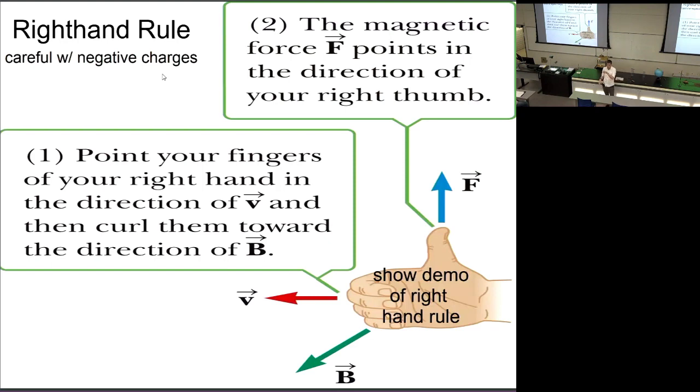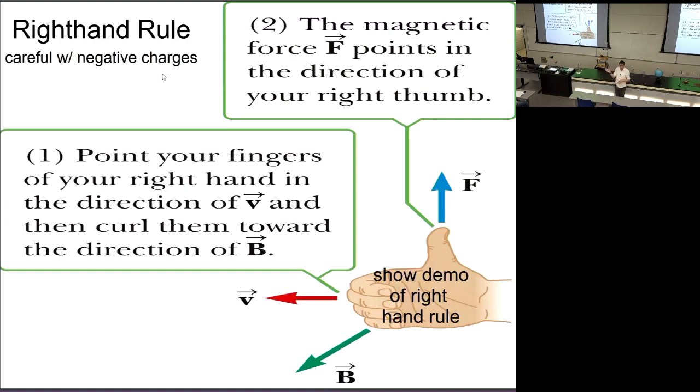Remember the equation is F equals Q V B sine theta. Reading through the equation, the force is on the left-hand side. On the right-hand side, there are two vectors: the velocity V, and then the magnetic field B. So we're going to meet those three things.